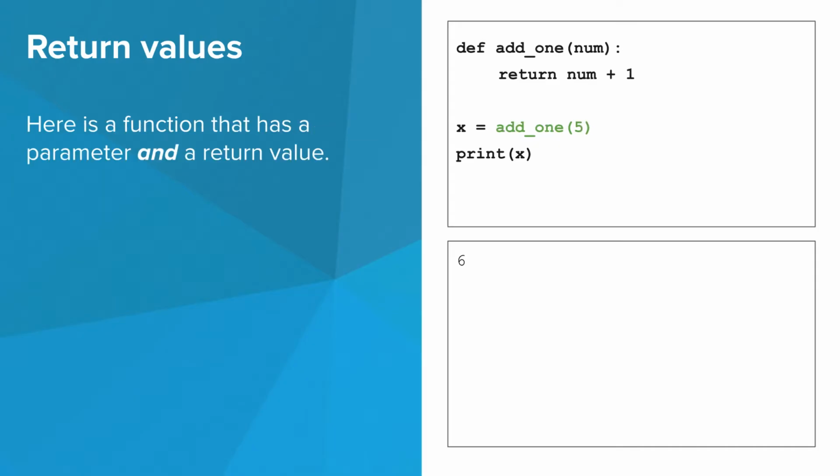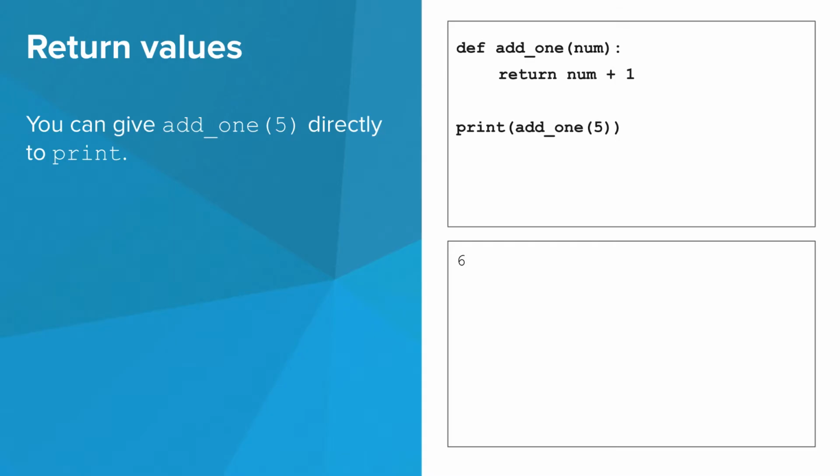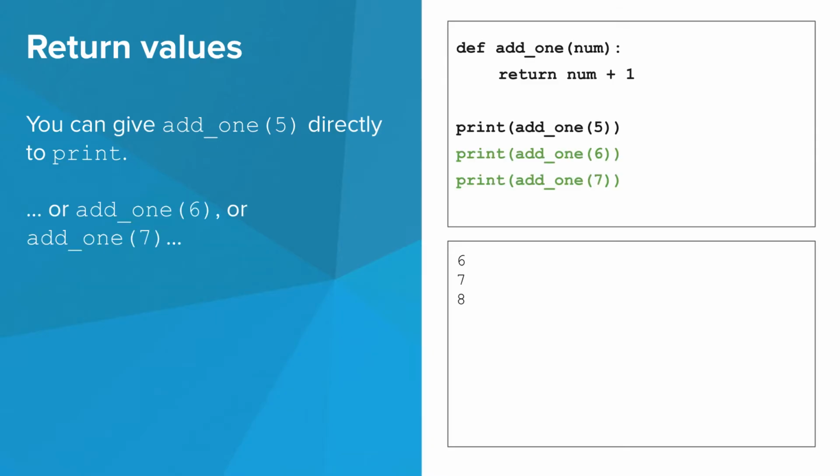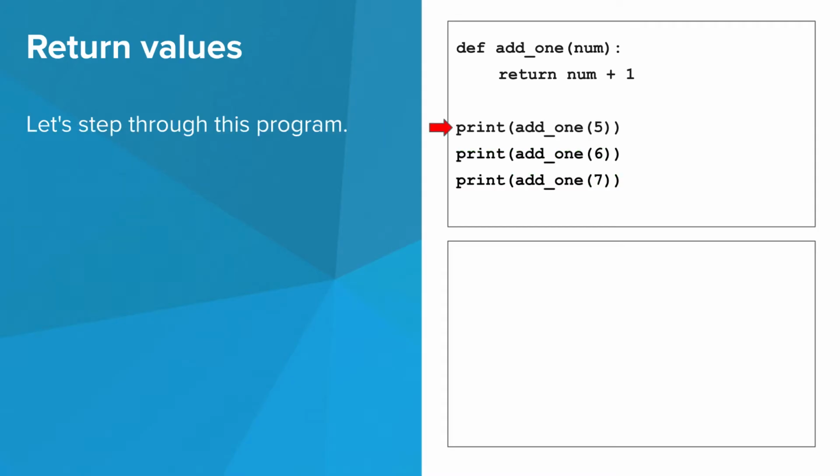Here's a function that has both a parameter and a return value. In this case, the return value will always be one more than the parameter's value. You can actually give add1(5) directly to print instead of using a variable as an intermediary. The call to add1(5) will be replaced by the number 6, which is then given to print and displayed on the screen. You can do this multiple times, and the return value will be different if the argument is different. Let's step through this program.